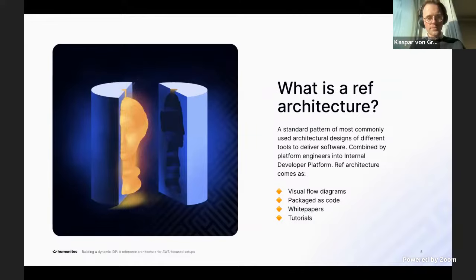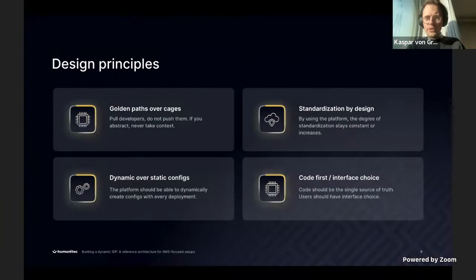And we're going to do a lot of this. Cool. What are the design principles that we've applied? Number one, golden paths over cages. What does that mean? It means very concretely, follow this platform, use this. If you use this, you get certain guarantees. If you want to go off the golden path, please do so.